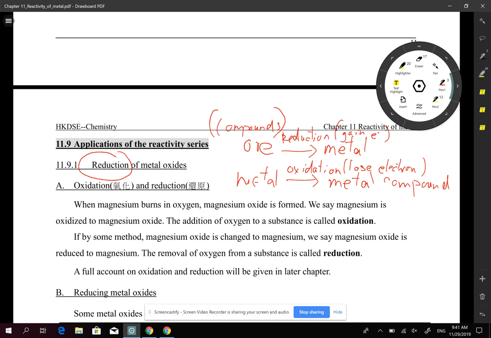Every time when you look at oxidation, actually it is talking about a reaction losing electrons. Reduction, gaining electrons. Reduction, form back to original, from a compound, form back to element. Oxidation, from an element, form a compound. For metal, form a compound.